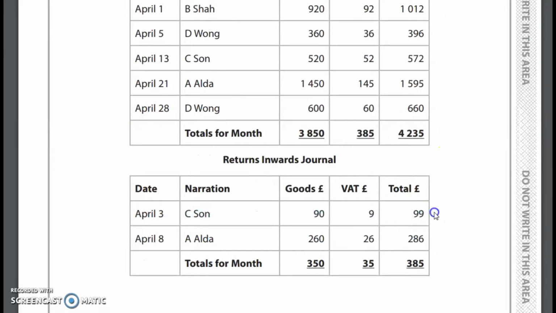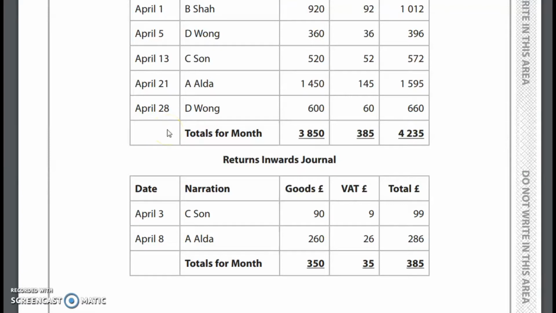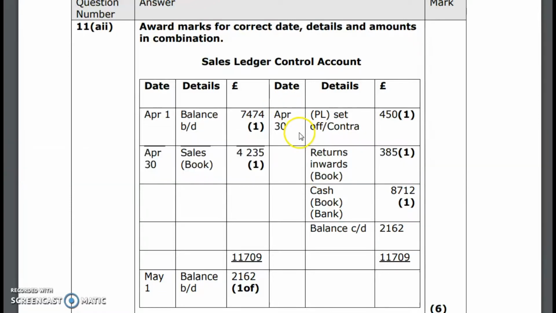Next, we take the return inwards because it is also relevant to the trade receivables. So when trade receivables return goods to us, the amount they have to pay reduces. Therefore, the figure of 385 should be credited. We need to remember that always when we record these totals, the date that we use is the end of the month, since the transfers of the totals take place at the end of the month to the control account. So, as you can see on April 30th, you have return inwards 385. If several transactions are on the same date, you need not repeat the date, as you can see here.